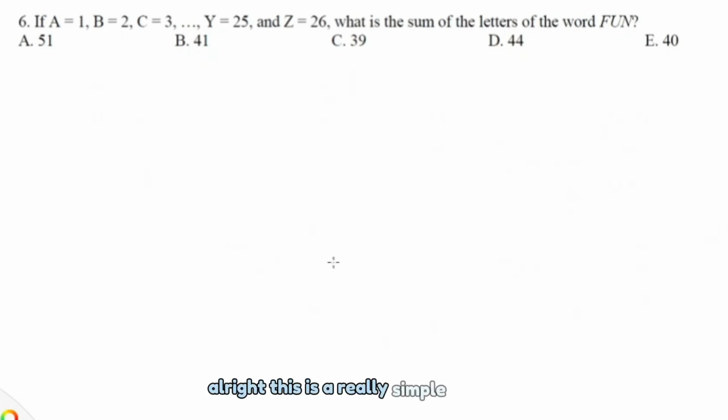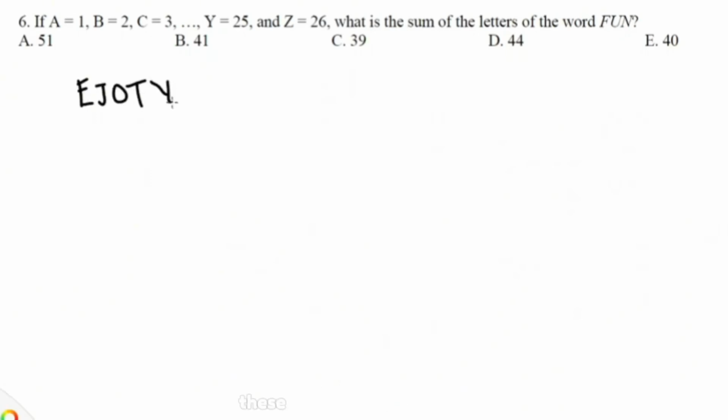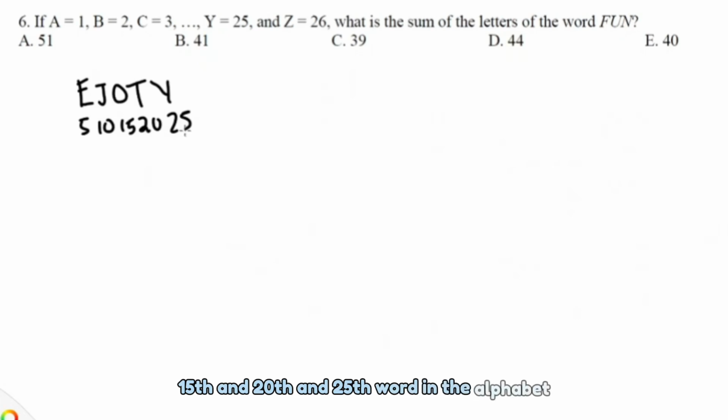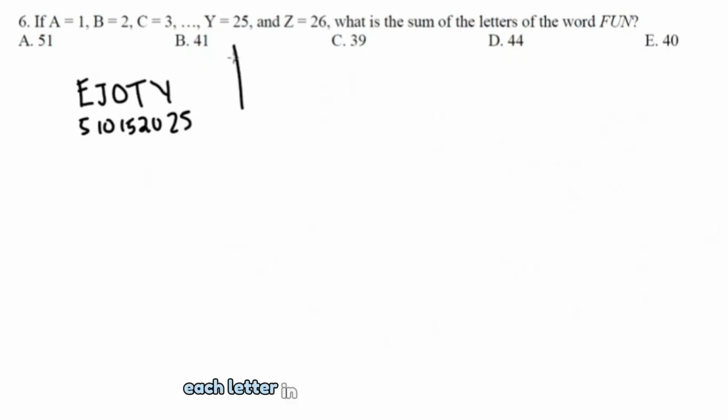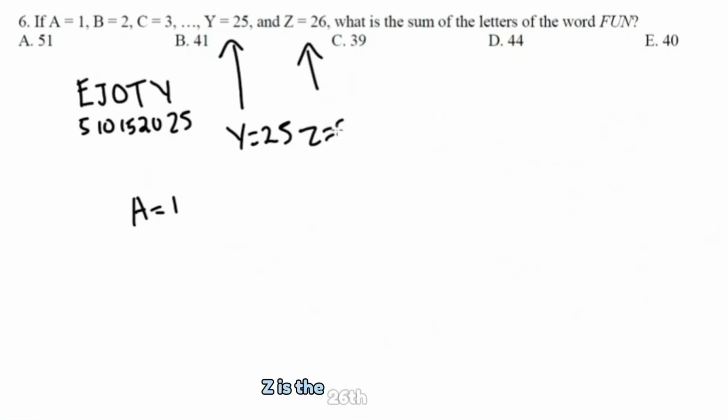Alright, this is a really simple problem. As we know from the last problem, we can remember the acronym elephants jump over the yard, which is E, J, O, T, Y. These represent the 5th, 10th, 15th, 20th, and 25th letter in the alphabet. And in this problem, each letter in the alphabet is given a value according to its position. So A is given 1 because it's the first letter. Y is given 25 because it's the 25th letter. And Z is given 26 because, you guessed it, Z is the 26th letter.